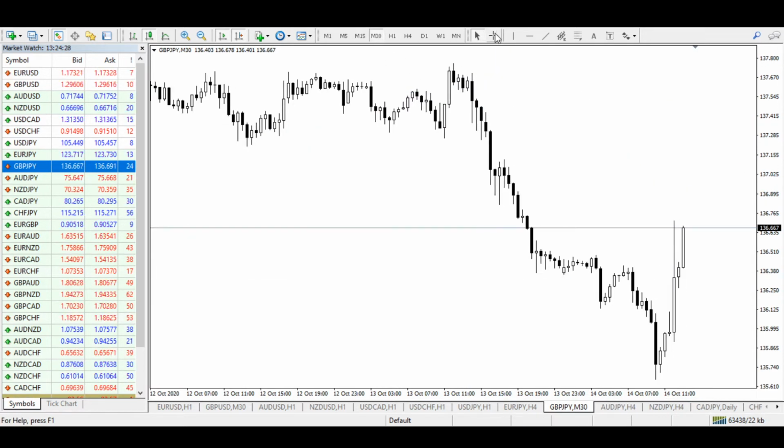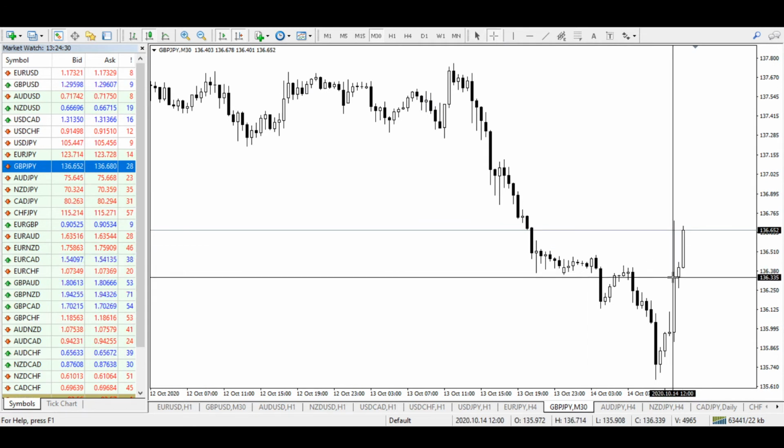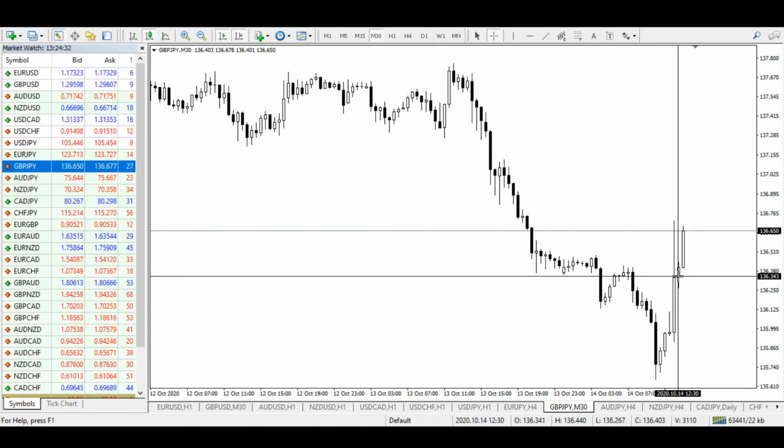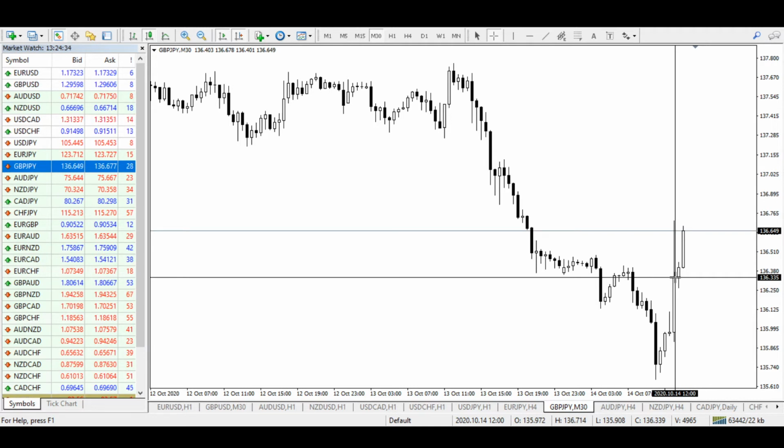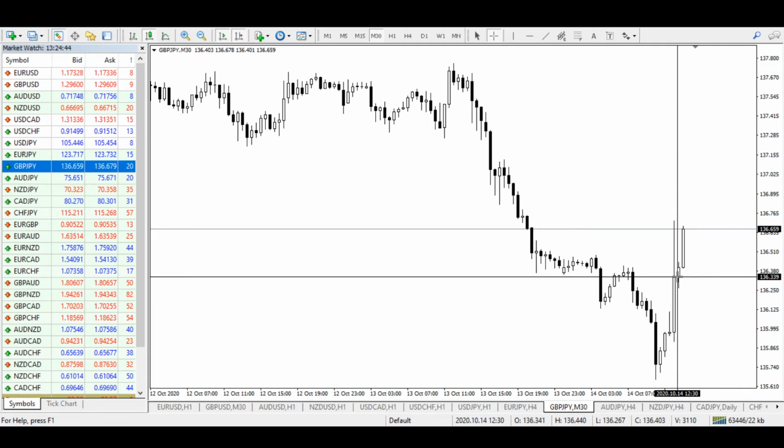I'll show you this was the development. The price was something around here, 136.33, and the trade was executed around 136.35. So that is where my buy position was entered. Now is the time to talk about the SL and TP.